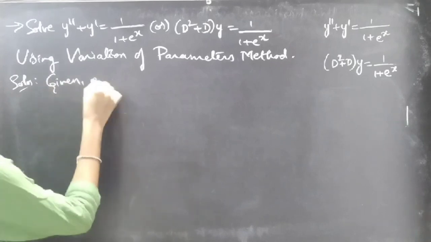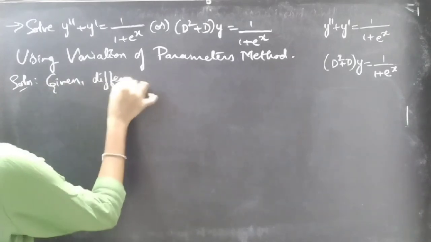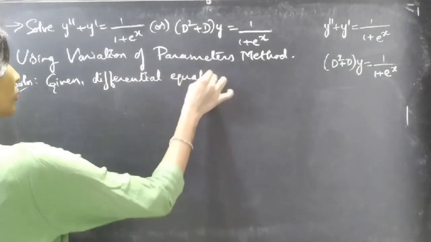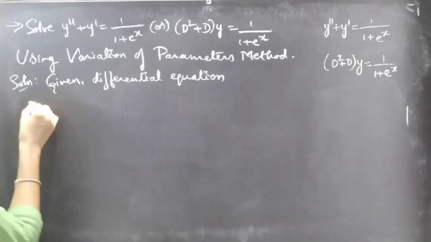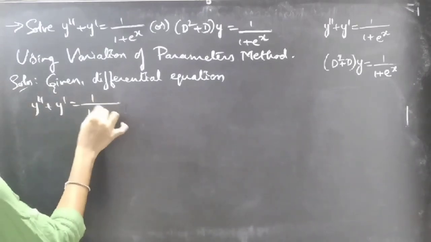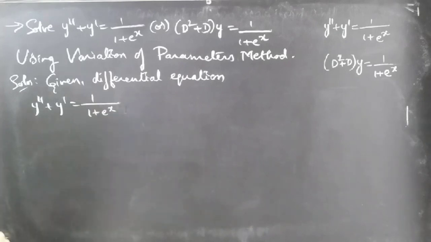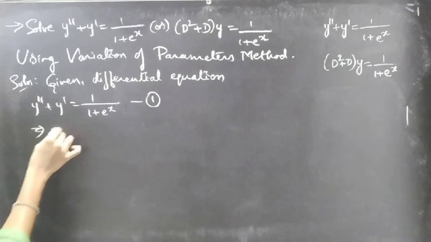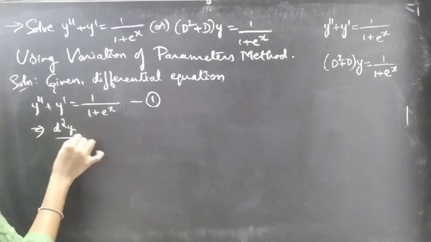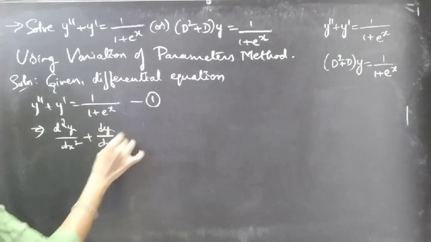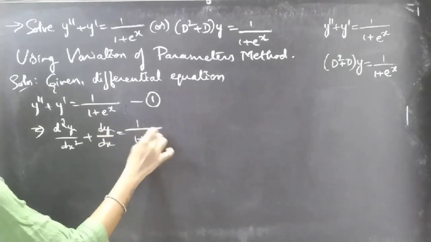Given differential equation: y'' + y' = 1/(1 + e^x), considered as equation number 1. We can write y'' as d²y/dx² and y' as dy/dx.